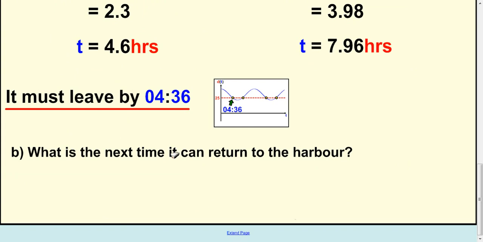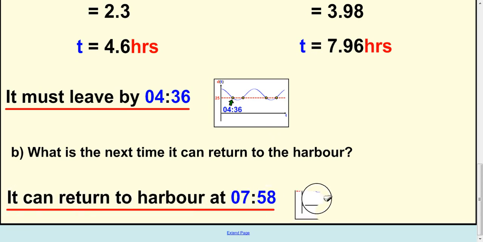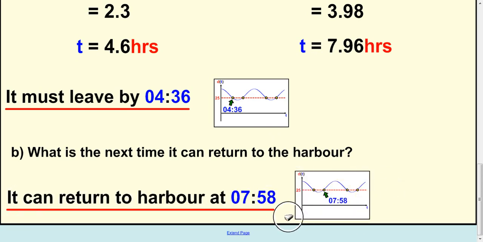And the second question, what is the next time it can return to the harbour? Well, looking at this wee graph here, it can return when the level goes above 25. So that's this next value here, and we've worked that out, 7.96 hours. Use the same process, 0.96 hours times 60, and that'll get you that in minutes. And that works out as 7 hours and 58 minutes, so that's 7 hours 58 minutes after midnight, which is just 7:58 or 0758 in 24-hour time.